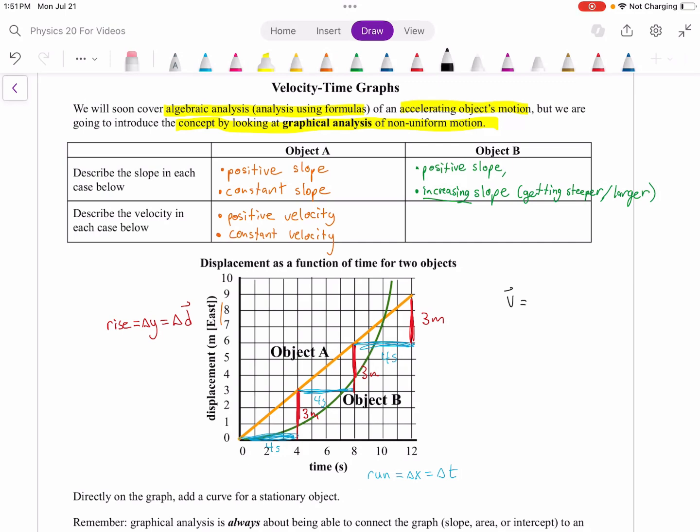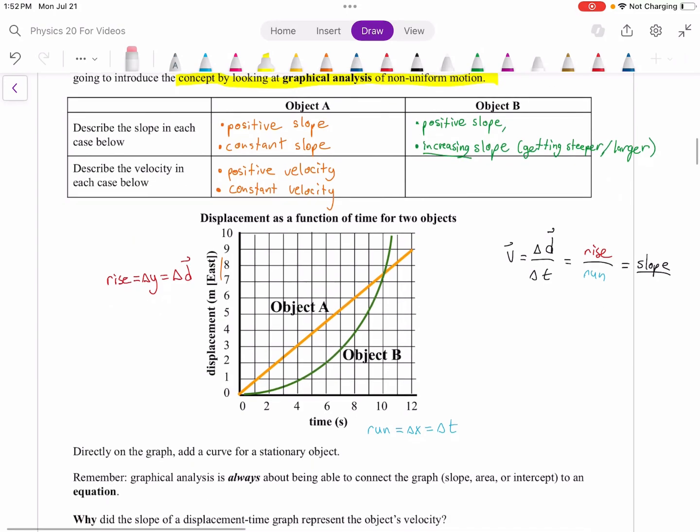We know that has to be true because velocity is defined as the change in displacement over the change in time, which for this graph means it's a rise over a run. Displacement over time, that's rise over run, slope. Now that doesn't change even for something like B here, where we have a slope that's changing.